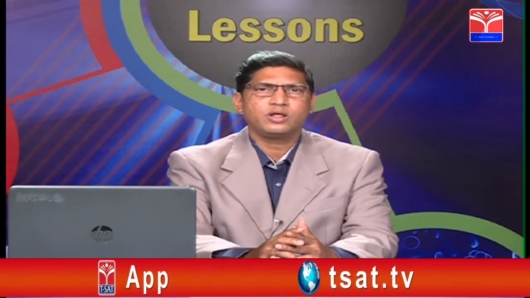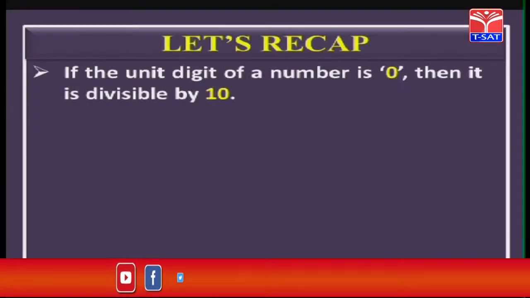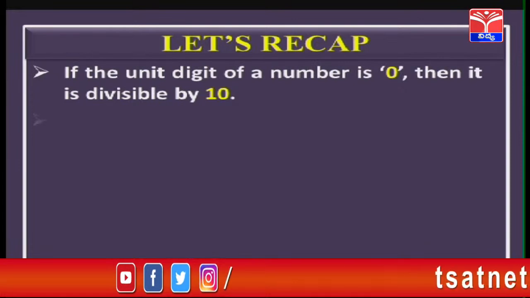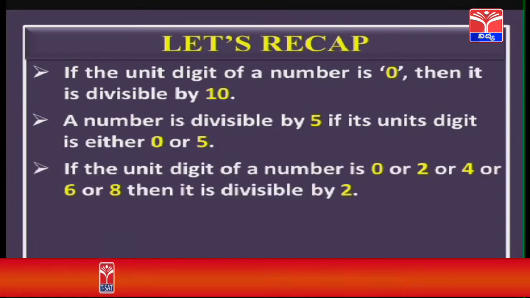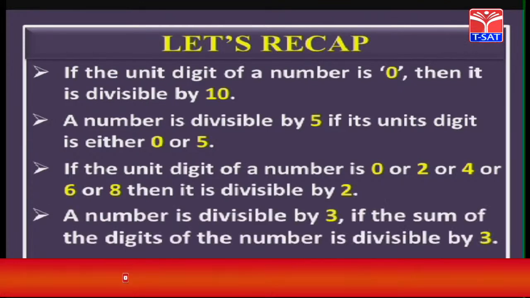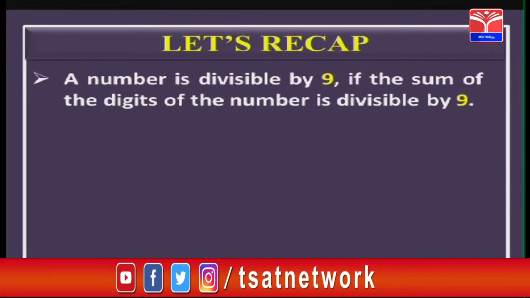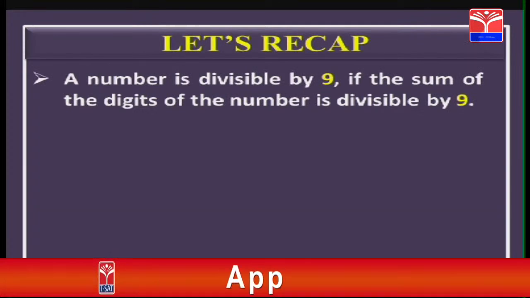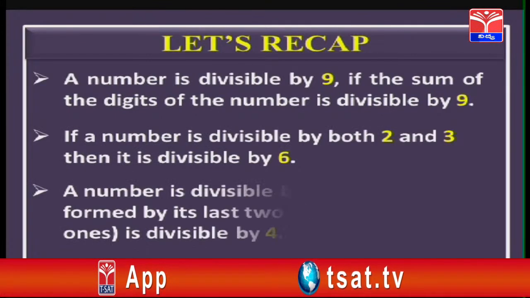So, before we conclude, let us quickly recap what we have learnt in this session. If the unit digit of a number is 0, then it is divisible by 10. A number is divisible by 5 if its unit digit is either 0 or 5. If the unit digit of a number is 0 or 2 or 4 or 6 or 8, then it is divisible by 2. A number is divisible by 3 if the sum of the digits of the number is divisible by 3. A number is divisible by 9 if the sum of the digits of the number is divisible by 9. If a number is divisible by both 2 and 3, then it is divisible by 6.